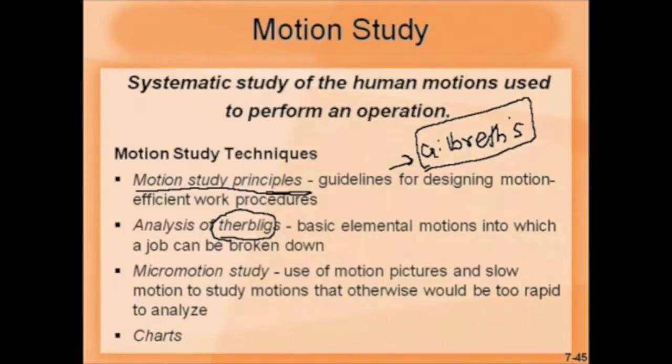Then there is something called micro-motion study. So micro-motion study goes into further detail. They use motion pictures, and they use slow motion to study motion that otherwise would be too rapid to analyze. So even things that happen within a second, especially I think this is used by athletes to improve their timings. So they always look at very minute details and try to improve, cutting down non-value adding actions.